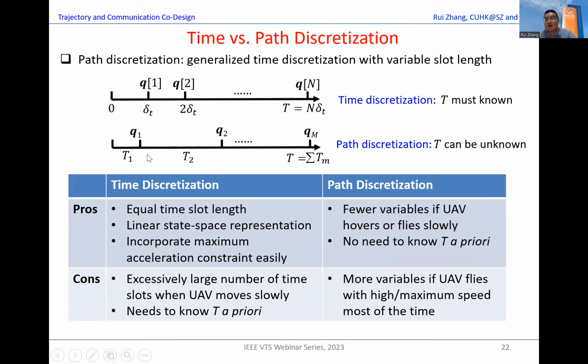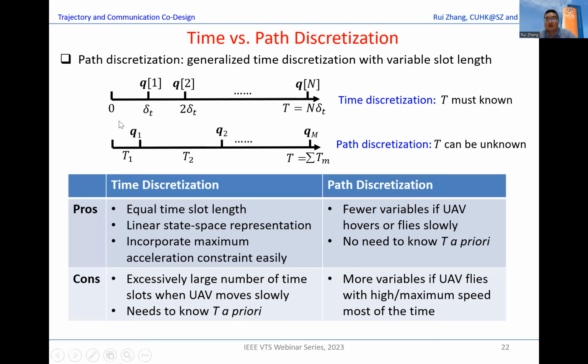In this case, we do not need each interval to have equal time duration. You can have variable time duration, but of course, now you need to add another dimension, which is the time allocation variable, T1, T2, between the adjacent, you can think of, UAV hovering locations, Q1 and Q2. So it seems that you have more variables, which is not good.